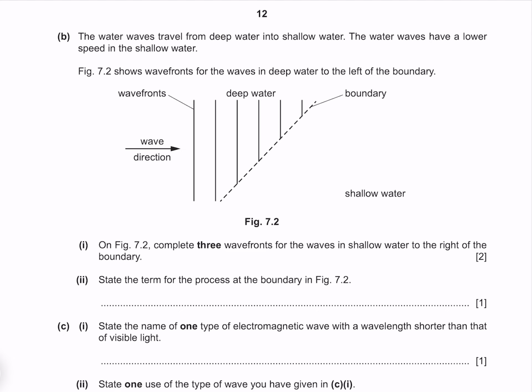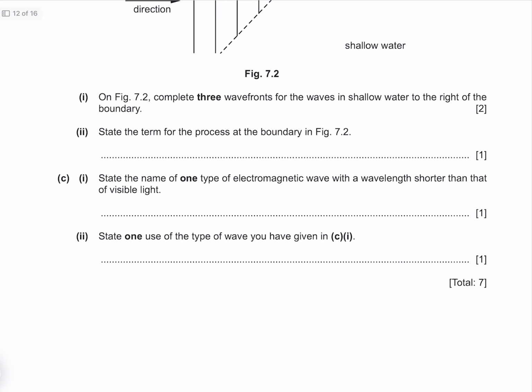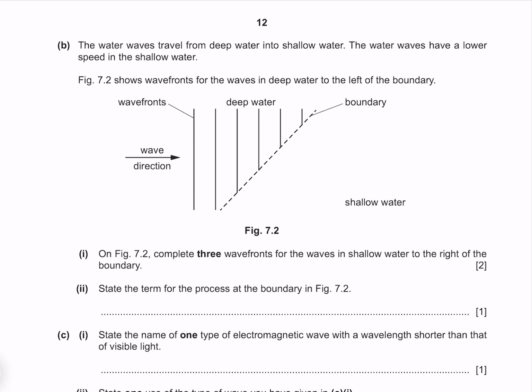Figure 7.2 shows wavefronts for the waves in deep water to the left of the boundary. On Figure 7.2, complete 3 wavefronts for the waves in shallow water to the right of the boundary. If we imagine our wavefront continuing across the boundary, our wave travels faster in deep water and slower in shallow water. This means that our wavefronts are going to rotate around clockwise and look something like this.